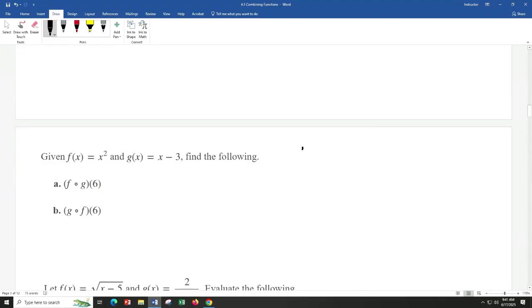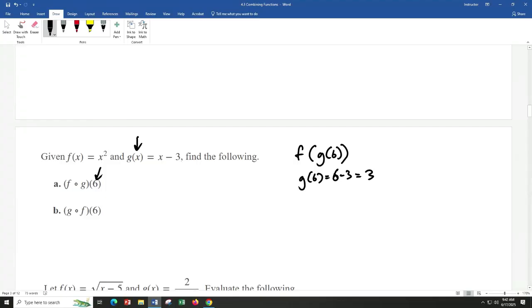So what we're seeing is this is f of g of 6. Well, what's g of 6? Isn't g of 6 equal to 6 minus 3, and that's equal to 3? Right? Look right here. Here's the g of x. I just plug in a 6 there, right? Because it's telling me, hey, plug in a 6. So 6 minus 3 is 3.